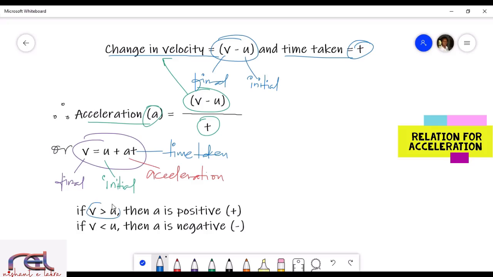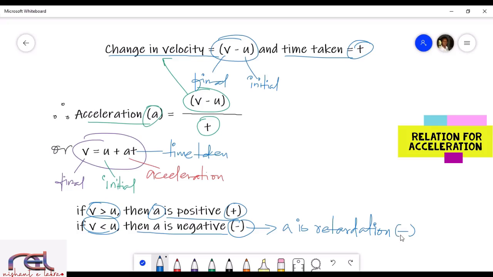Now suppose the final velocity is greater than the initial velocity, then acceleration is positive. But if the final velocity is less than the initial velocity, then acceleration is negative. This negative acceleration is retardation. a is retardation when it is negative, and when final velocity is less than initial velocity.